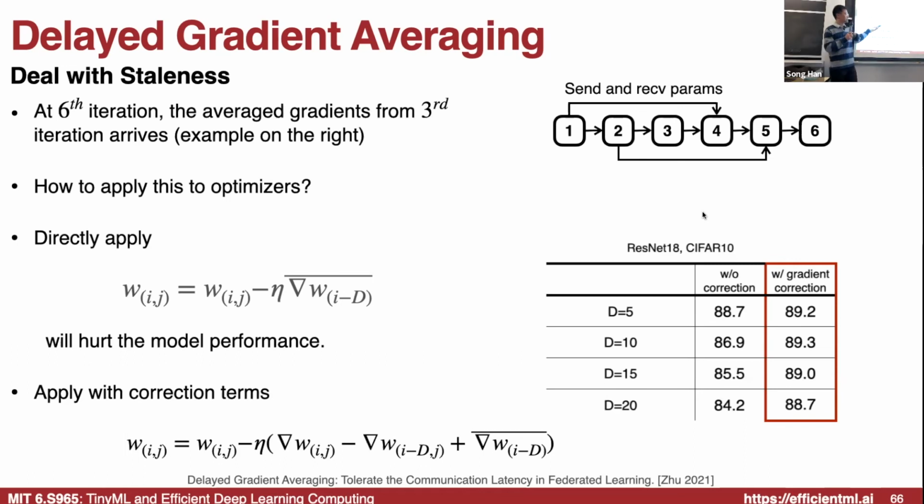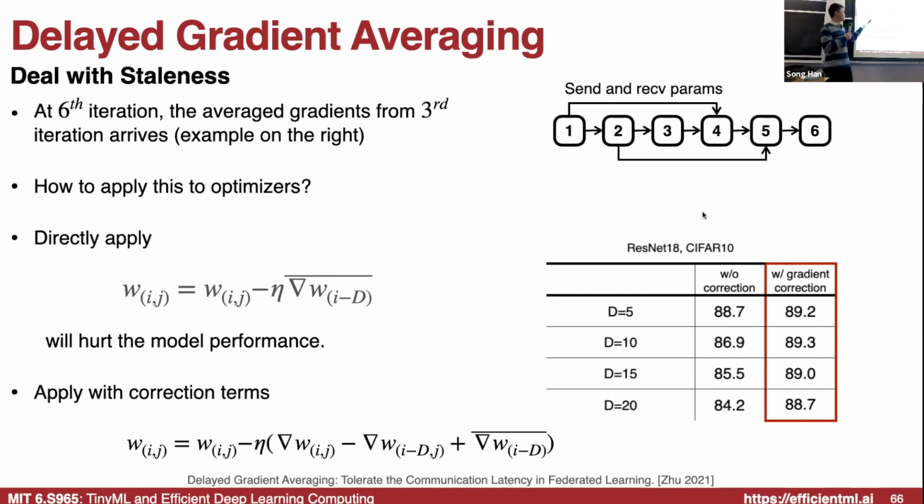Now, conventionally, we just apply the gradient update in this manner. This is a naive version. We receive something that is stale. We use a delay of d. d is the number of timestamps representing the staleness. So this is the average gradient that was generated d steps ago.